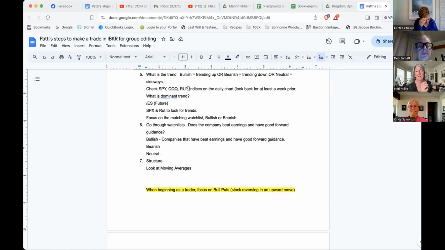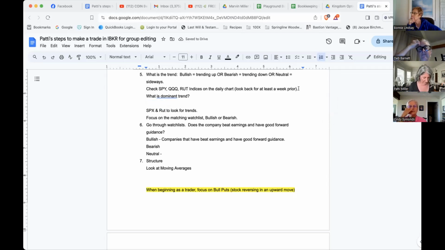I would just keep it how it is right now, but with that ES and the future, after you've got the period indices on daily chart, look back for at least a week prior. And then I would move the ES future and go for, if you want more confirmation, check out the ES futures. So then move that up, right where you put the period in.